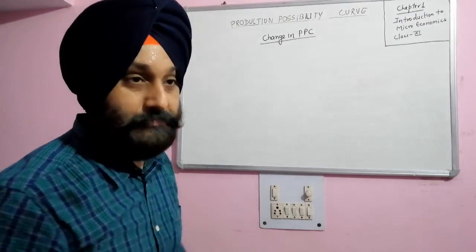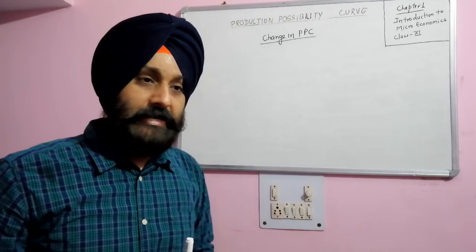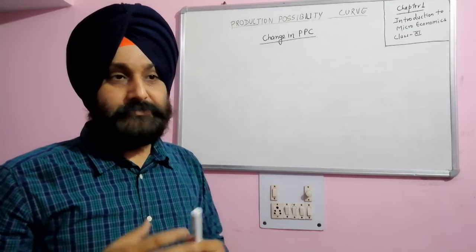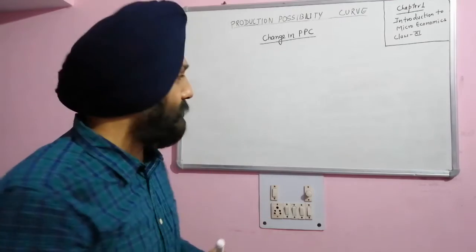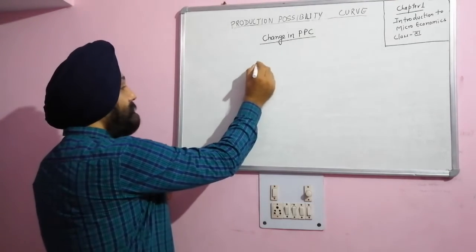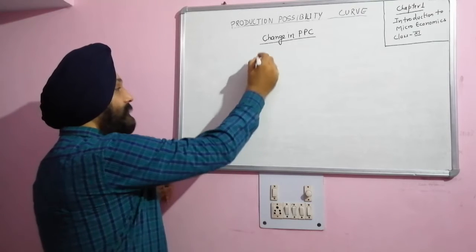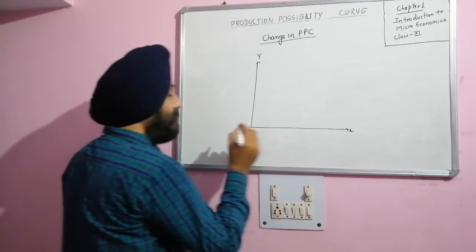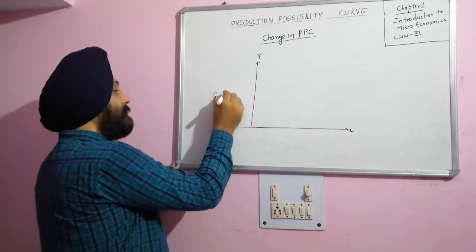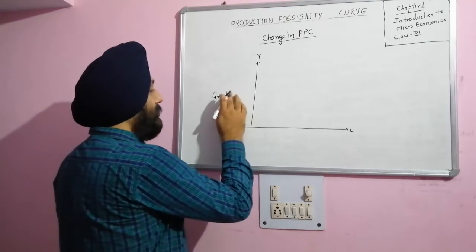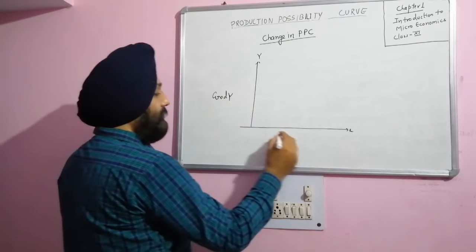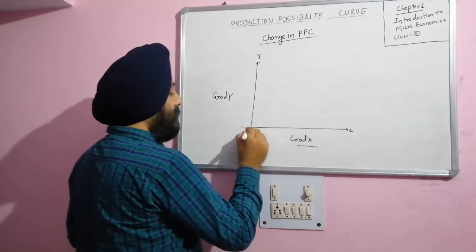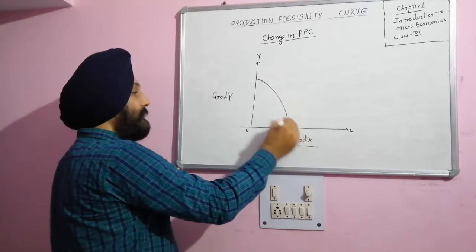Rotation in the production possibility curve happens when there is change in the productive capacity with respect to any one good. And this is the production possibility curve. This is the y-axis, and this is the x-axis. On the y-axis is the production of good Y, and on the x-axis we show the production of good X, and AP is the production possibility curve.